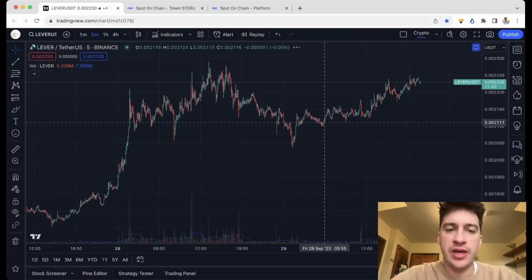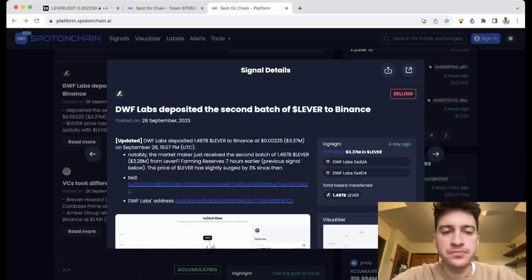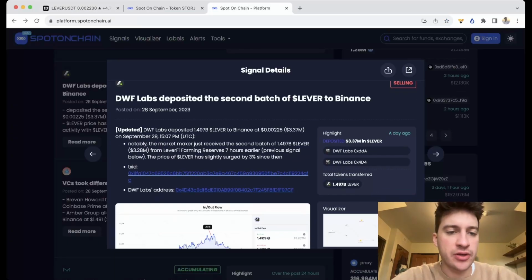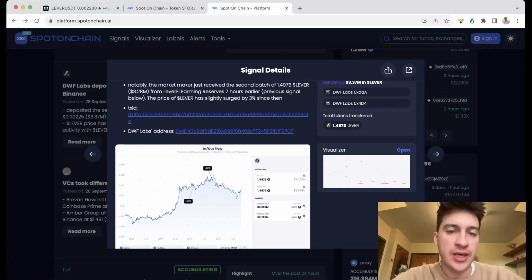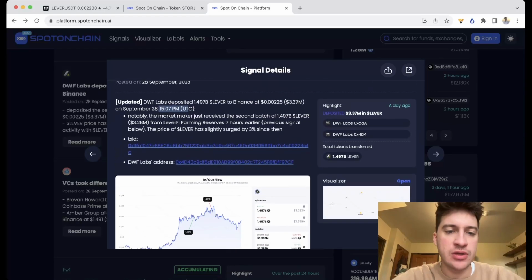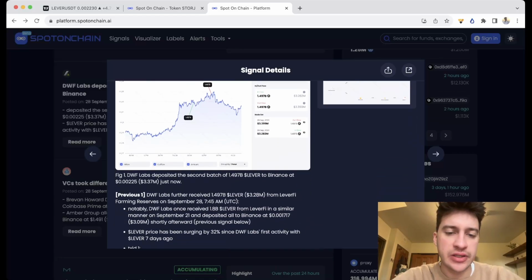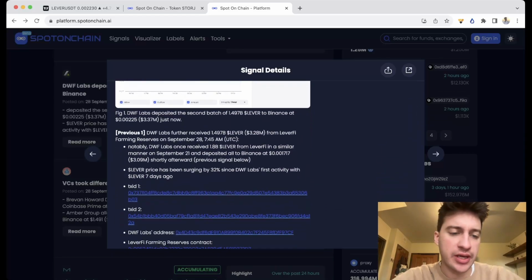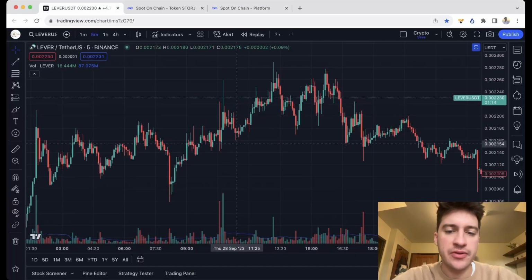So this is what happened to price at the exact time. This is in UTC time, okay? We can see here that this occurred at 15:07 UTC, and this is when DWF Labs withdrew these coins and put them onto Binance, which is very bearish. And they likely did it to sell. You can see all the transactions and all the data right there. But this is what happened at 15:07.